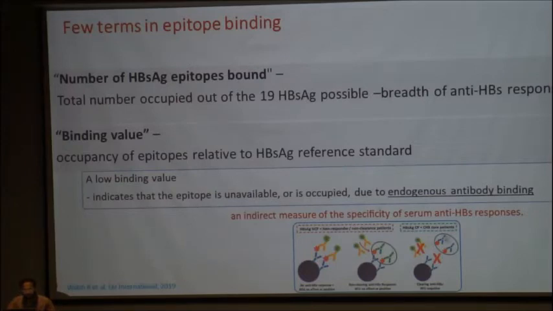So this can be complete. Most of the epitopes may be blocked. In that case, the binding value will be lower. The lower the binding value, the higher is the anti-HBs specific response to the HBsAg. I hope I am clear. The binding value is the free epitopes on the HBsAg which are available for further binding.